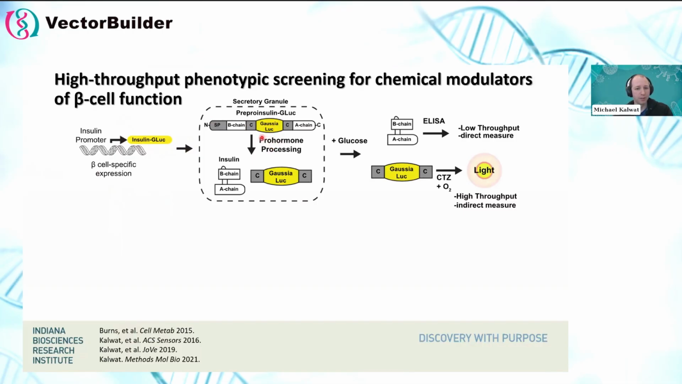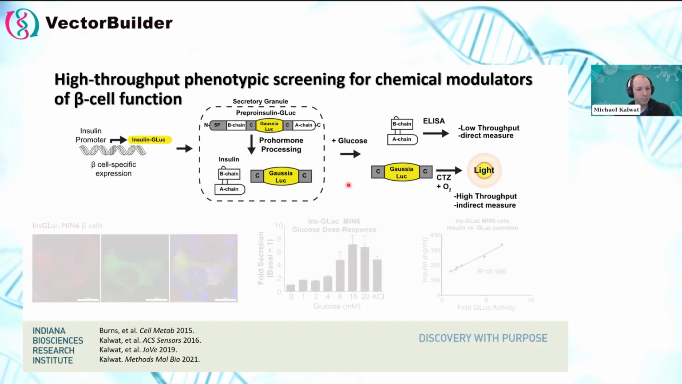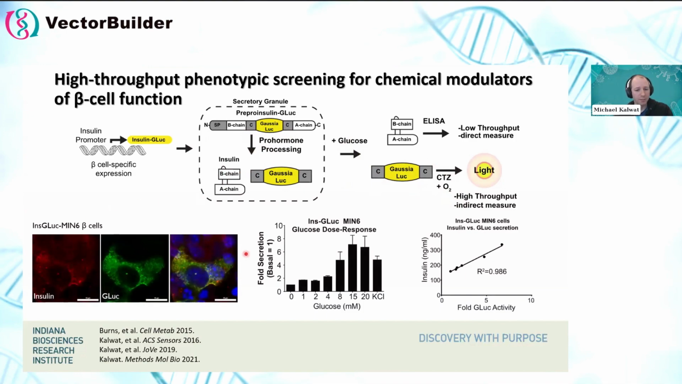When insulin is normally processed, this C-peptide is excised in the granule. So you end up with a full-length insulin that's formed by the A chain and B chain, and then you end up with this Gaussia luciferase floating around in the insulin granule. These are co-secreted when the cells are stimulated with glucose, and you can take the culture supernatant and run a very cheap and easy luciferase assay. So we made a stable beta cell line that expresses this reporter, and we confirmed that it responds to glucose normally, and that the secretion of this luciferase is well correlated with endogenous insulin secretion.